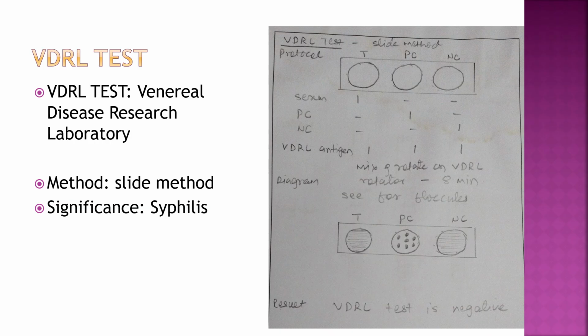The significance is that it is done for the diagnosis of syphilis, which is caused by Treponema pallidum spirochetes. It is a sexually transmitted disease, and the test should usually be done in pregnancy to rule out congenital syphilis, because the baby may suffer stillbirth, intrauterine death or mental retardation. So that is why the syphilis test is done. Thank you.